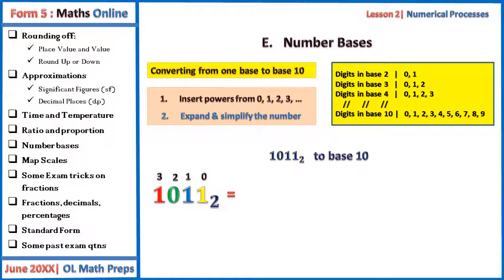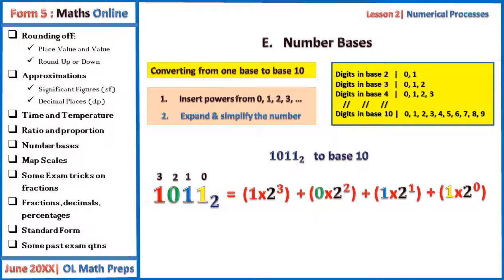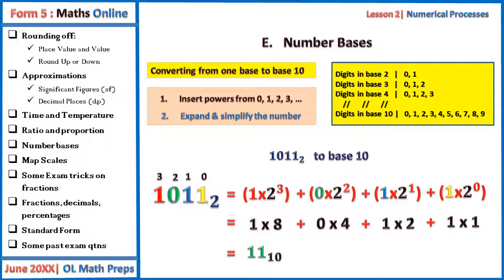We now expand. The first one will be 1 times 2 to the power 3 plus 0 times 2 to the power 2. You can skip this one because you know the value is going to be 0. Plus 1 times 2 to the power 1 plus 1 times 2 to the power 0. Note, you can just write 1 because 2 to the power 0 is 1. So we simplify. We will have 8 plus 0 plus 2 plus 1. And that gives us a value of 11 base 10.